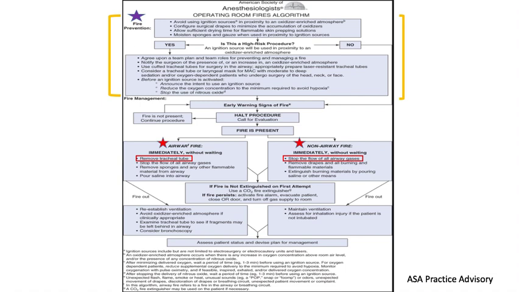So we follow that algorithm down, and we should know when the ignition source is going to be fired, so the surgeon should let us know. We should reduce the oxygen concentration to the minimum required to avoid hypoxia, often less than 30%. Stop the use of nitrous if you're using nitrous, and if the fire occurs, the first step, down at the red star, is remove the tracheal tube.